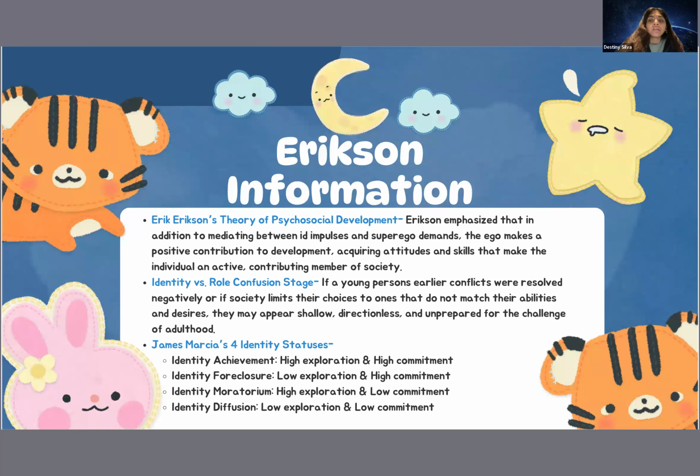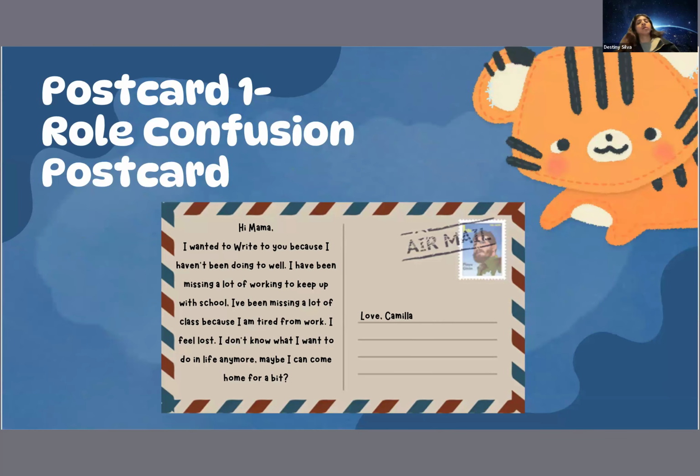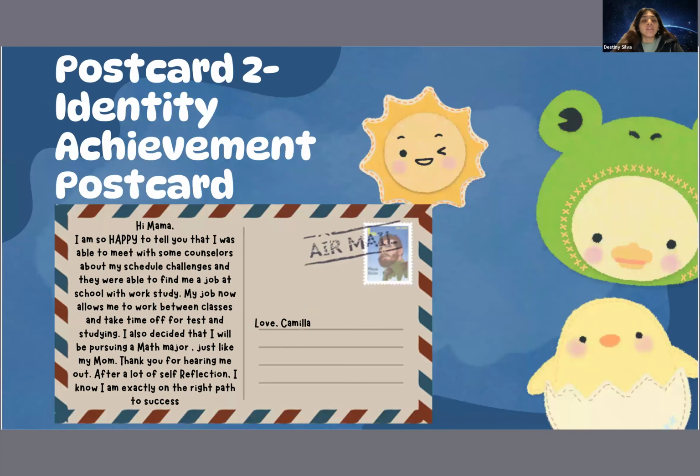So right here is an example of a postcard that she wrote, stating that she felt kind of lost and that she didn't know what she was doing. So this would be an example of role confusion. And right here is another postcard where she then says that she's happy with what she's doing. And after self-reflection, she knows what she wants to do. So this would be an example of identity achievement.